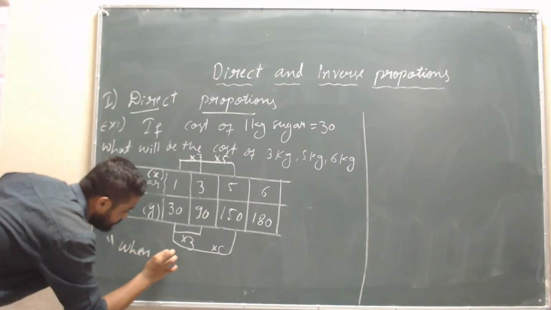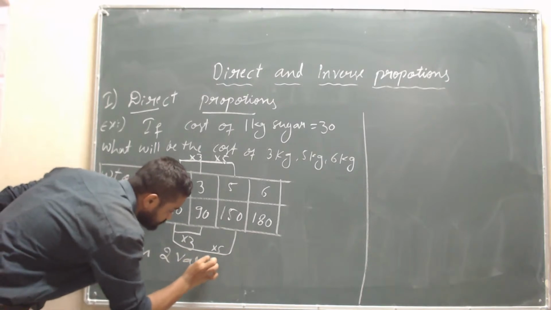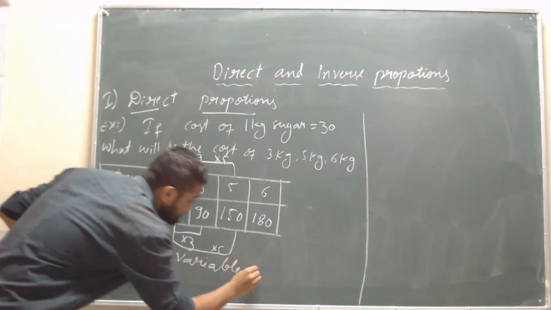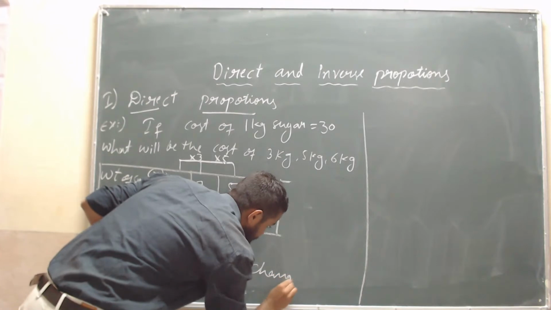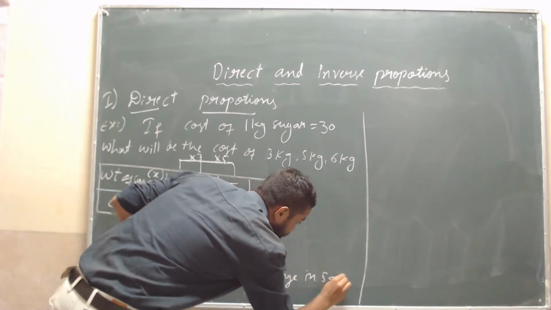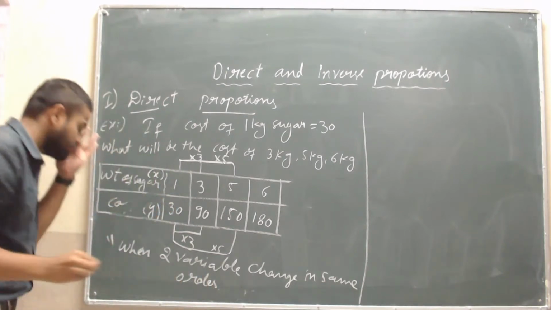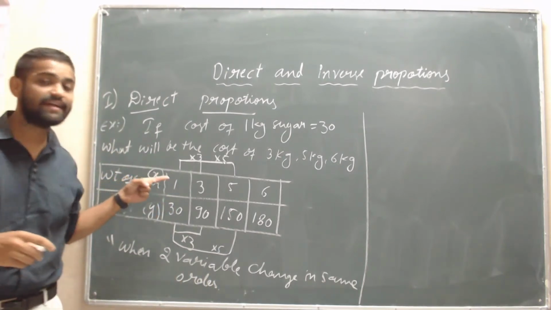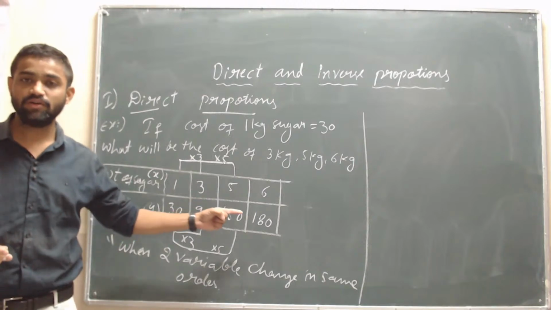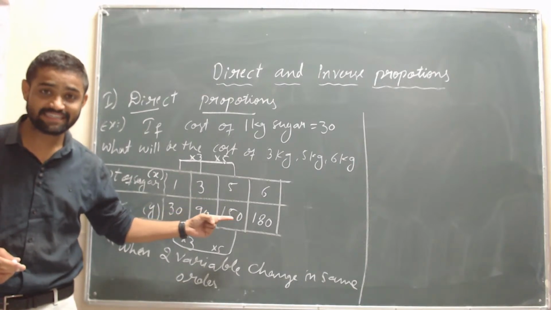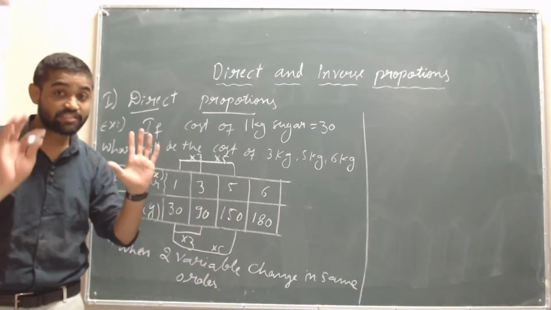When two variables change in the same order. Okay. Same order means, here the weight is increasing with respect to cost, cost is also increasing. Isn't it? This is called direct proportion.